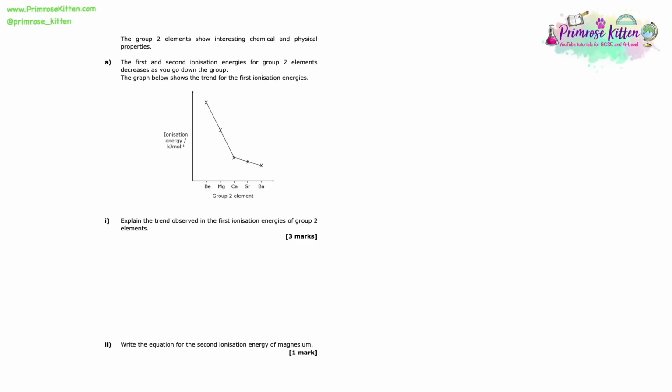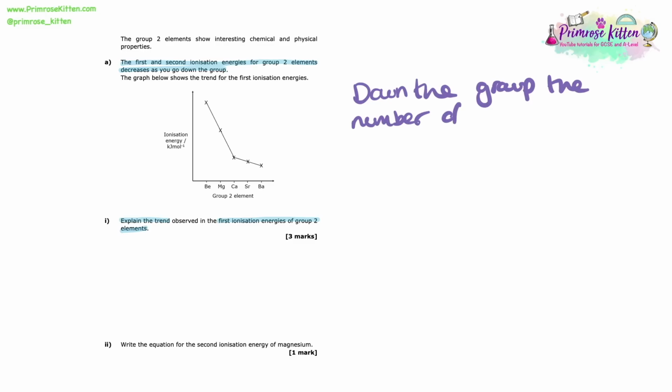The group 2 elements show interesting chemical and physical properties. The first and second ionization energies for group 2 elements decreases as you go down the group. The graph below shows the trend for the first ionization energies. Here we're asked to explain the trend observed in the first ionization energies of group 2 elements. So first things first here, we should realise that as we go down the group, the ionization energy decreases. So we need to understand why that is the case.